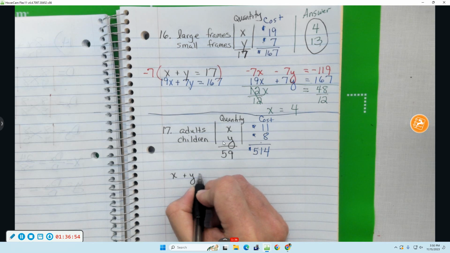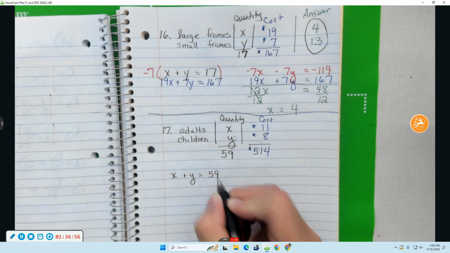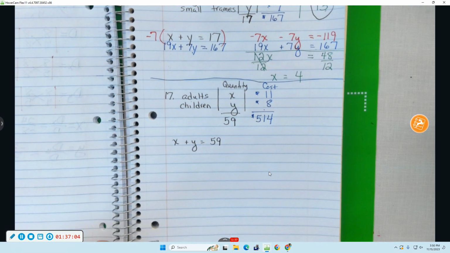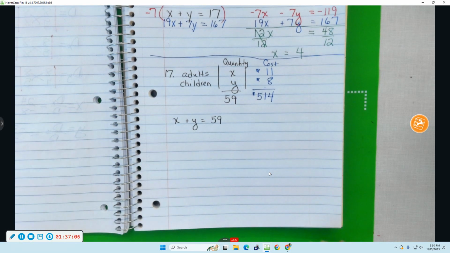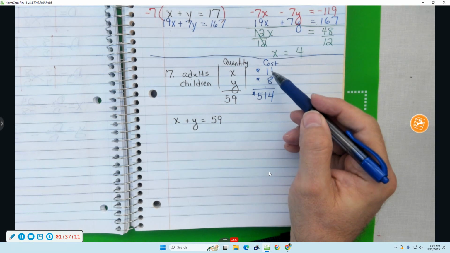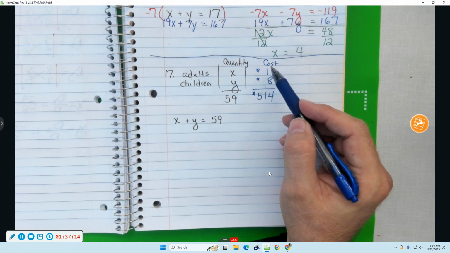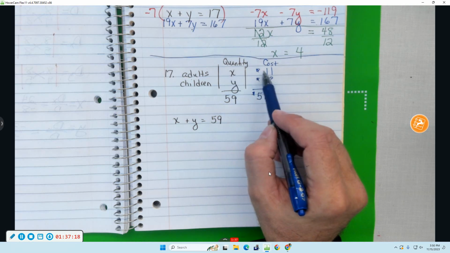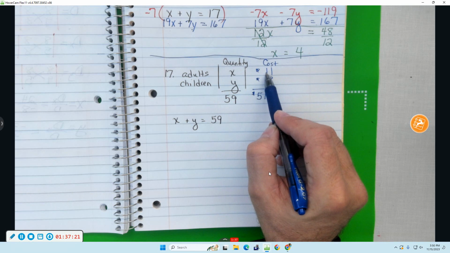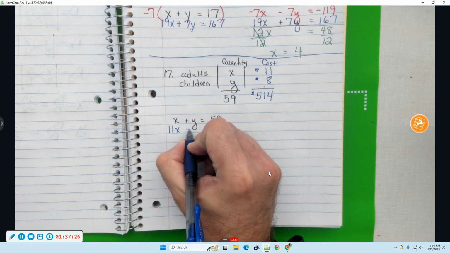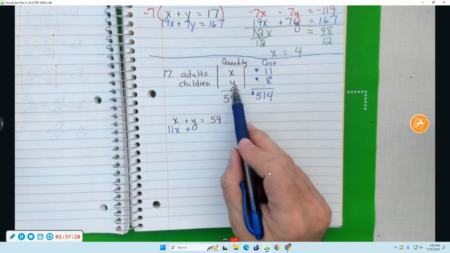X adult tickets plus Y children tickets better give us 59 total tickets. So the quantity equation is X plus Y equals 59. What's the cost equation? How much money was spent on the X adult tickets? Suppose only 5 adults went there. How much money did the theater make? 55. It's the cost per item times the number of items. So 11X is the amount of money spent on adult tickets.